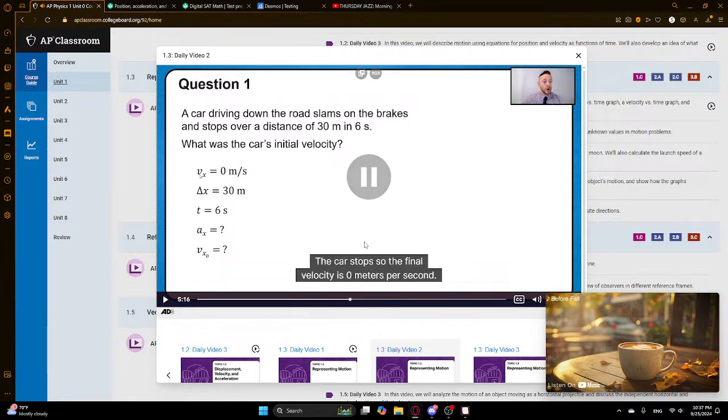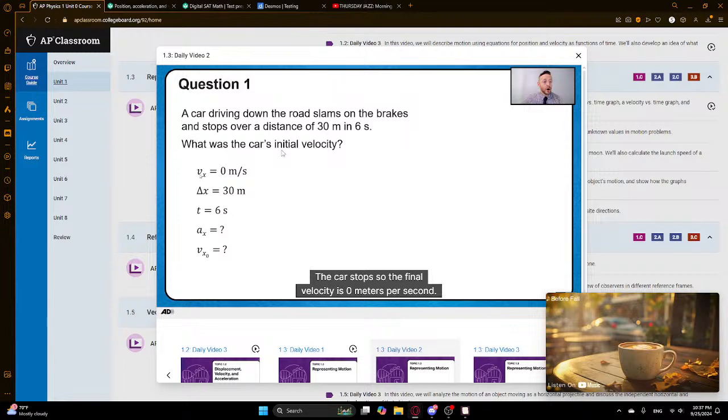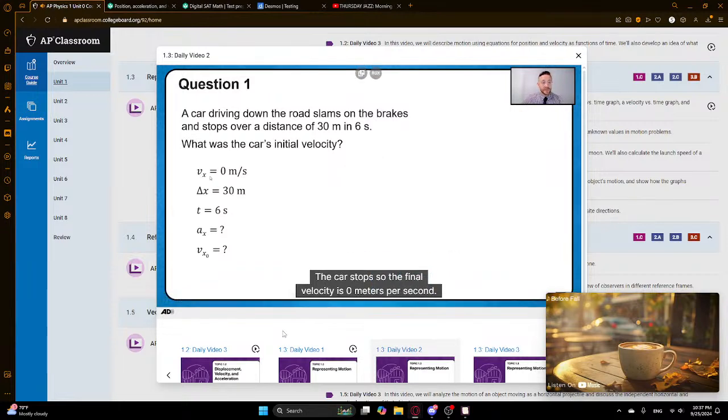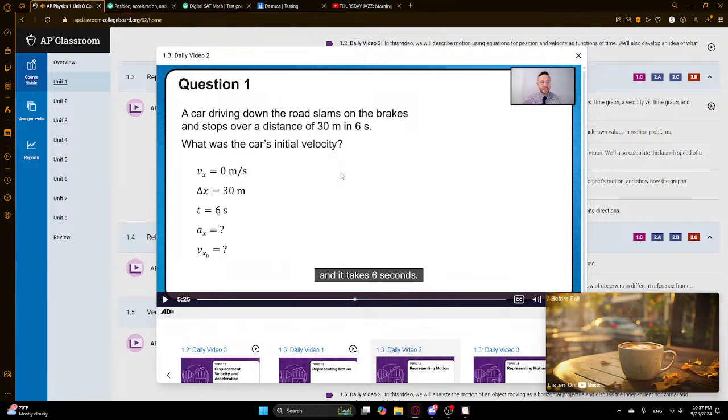Given information: a car driving down the road slams on the brakes and stops over this distance. Car's initial velocity. I'm actually, how many questions? Alright, looks like he does 2. I'm gonna just watch him do this first one. The car stops, so the final velocity is 0 meters per second. It does all of this over a distance of 30 meters, and it takes 6 seconds. Write this down in my notebook real quick. Write this as an example.